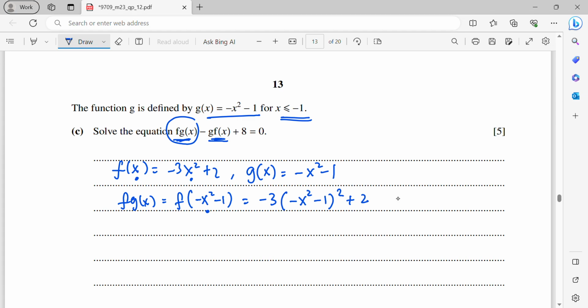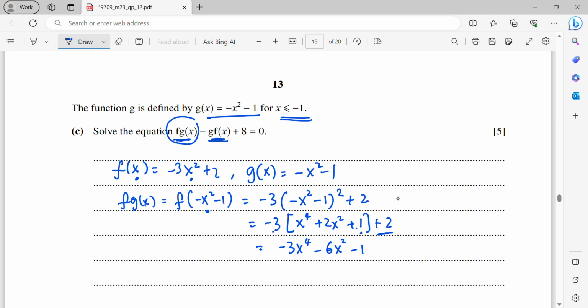Alright, so that means this is going to be -3. Then I will do expansion for this quadratic. You'll be getting x⁴ plus 2x² plus 1, then plus another 2 outside. Then you'll be getting -3x. Sorry, I missed out. Okay, square of x² is going to be degree 4. So here is going to be -3x⁴ minus 6x². Then minus 3 times 1 is -3. Minus 3 plus 2, it will be -1.